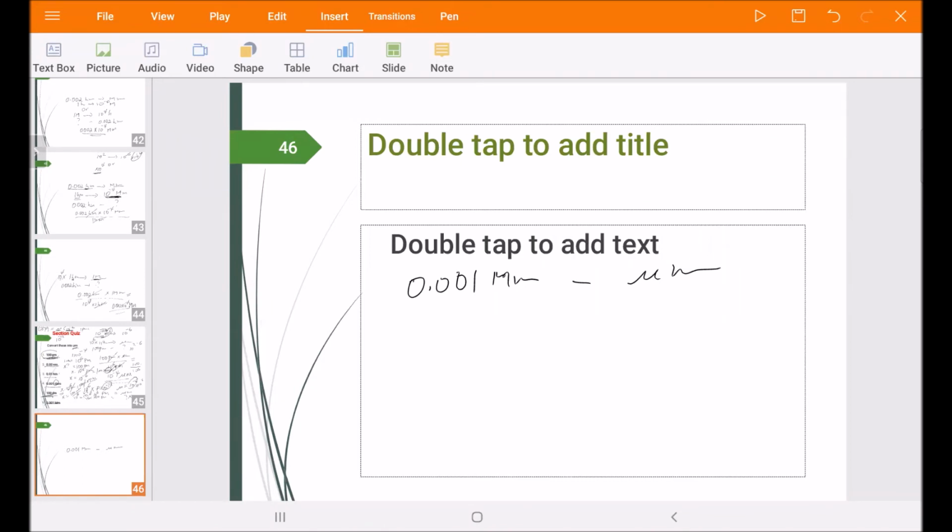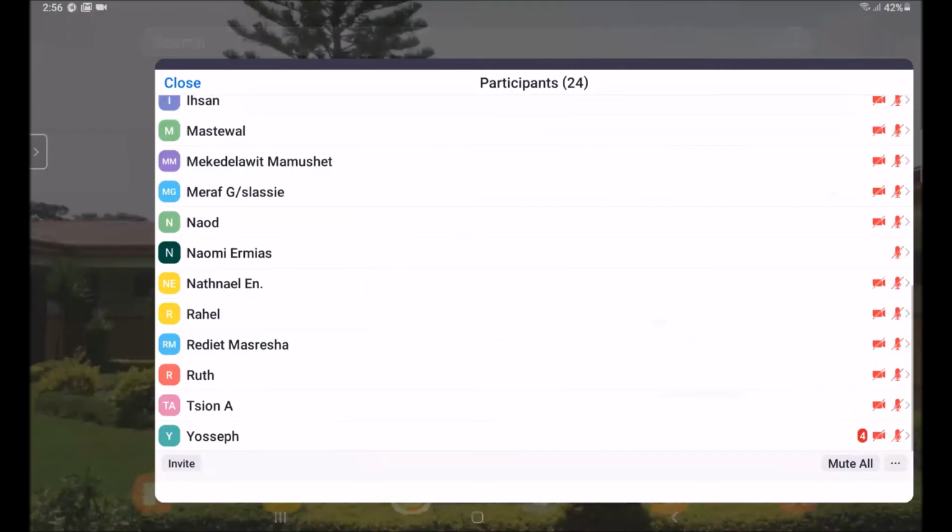With volume, we will see how to convert liter to centimeter cube. Next session, then. Now, let us continue.